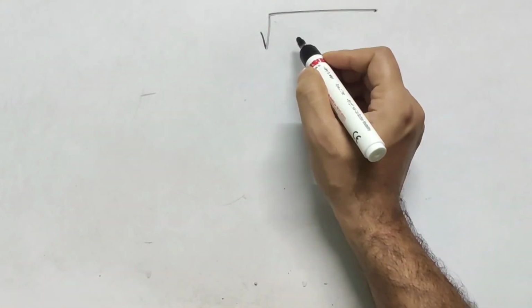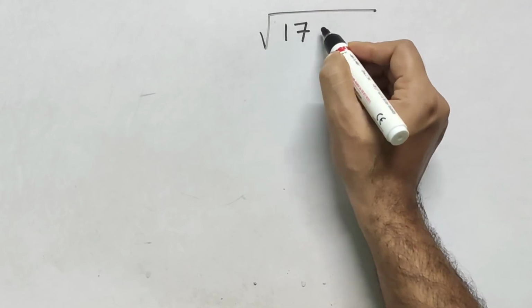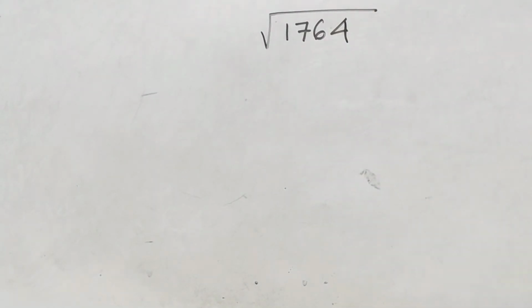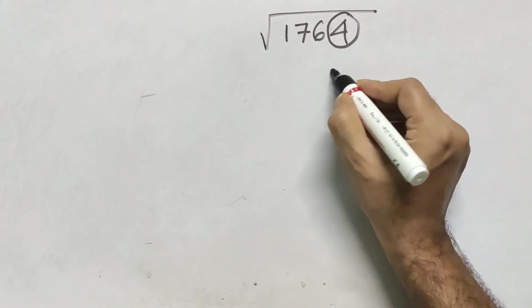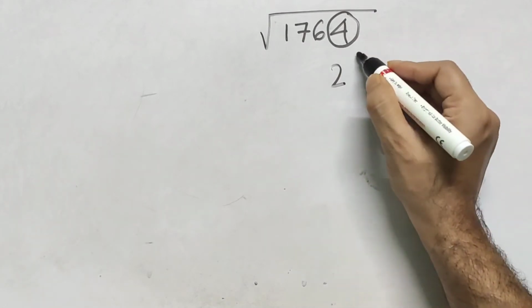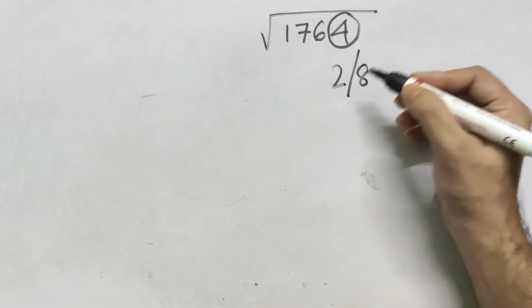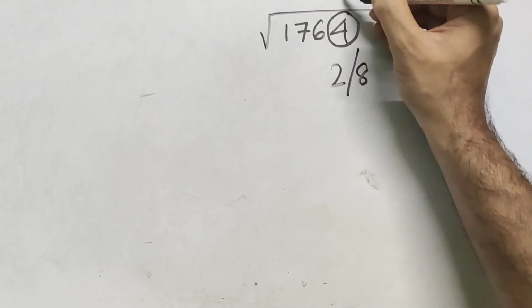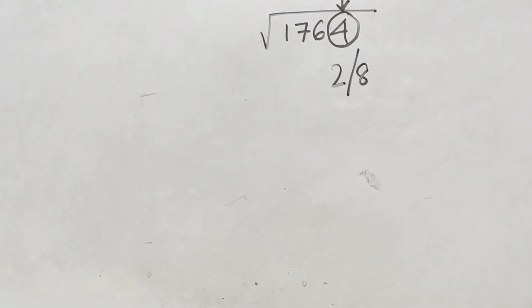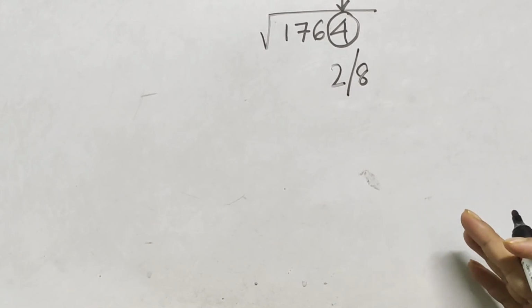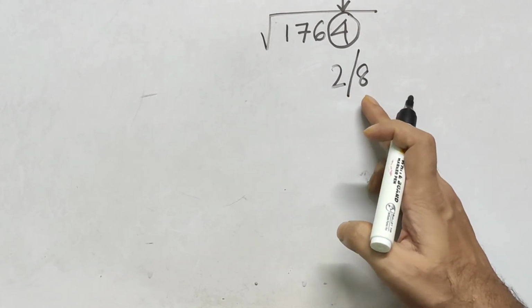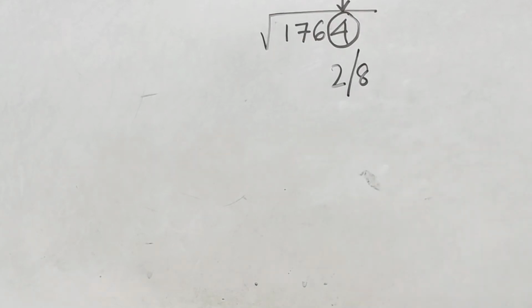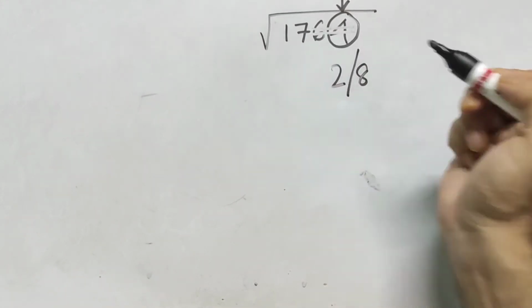Suppose we need to find out the square root of 1764. Okay, look at the unit digit. That means 2 square is 4 and 8 square is 64. That means the unit digit matched. So first you need to take the unit digit into consideration. So our unit digit, I mean the answer's unit digit, is going to be either 2 or 8. So when you have the idea about unit digit, we have to cut these two numbers, right?